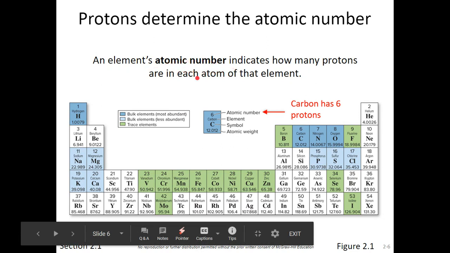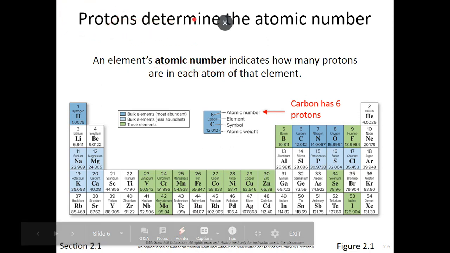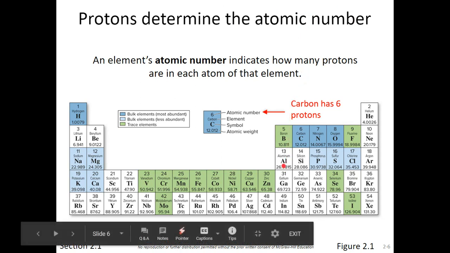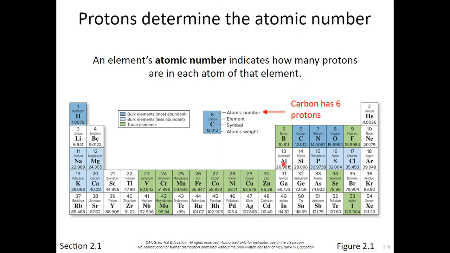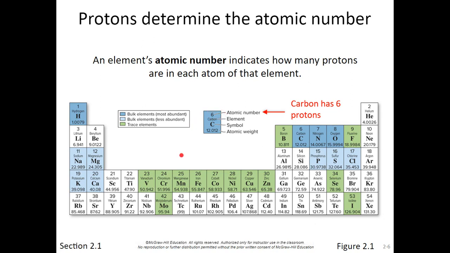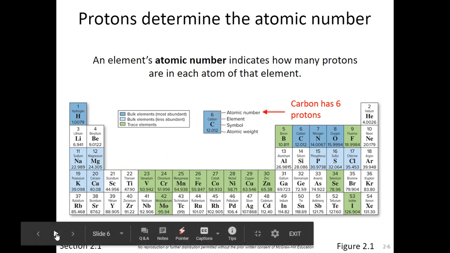What is equal to the atomic number? Protons are equal to the atomic number. For example, if I ask you what is the atomic number of aluminum, you'll say 13. So how many protons are present in aluminum? 13. Same here in carbon. Carbon has 6 protons and carbon's atomic number is 6. So, point to be noted.